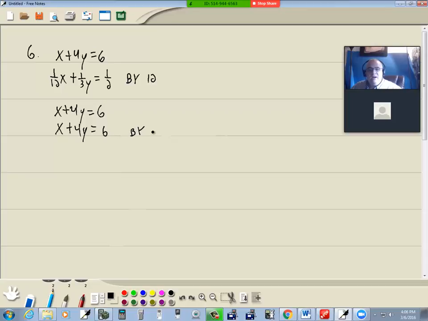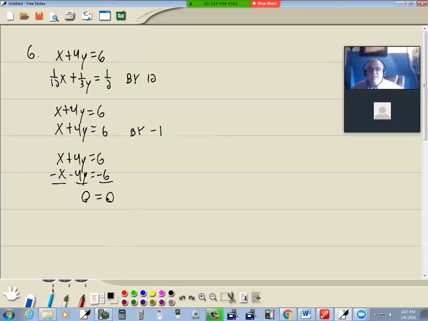Now, I'll use elimination. With elimination, if this is positive x, we want this to be negative x. So I'll multiply the second equation by negative 1. Negative 1 times x is negative x. Negative 1 times 4y is negative 4y. And negative 1 times 6 is negative 6. Now if I were to add these together, x minus x drops away, 4y minus 4y drops away, and 6 minus 6 drops away.